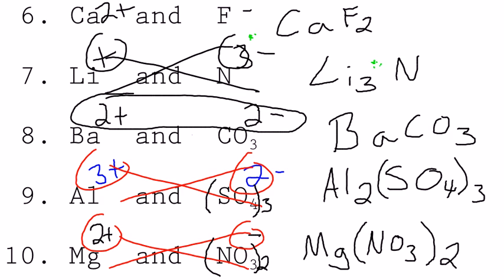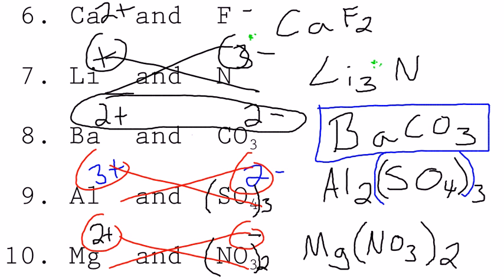Remember though, don't always assume that you're going to use parentheses like this. In our barium carbonate, there's only 1 polyatomic, so there's no numbers to confuse us. So we simply write the formula as written, BaCO3.